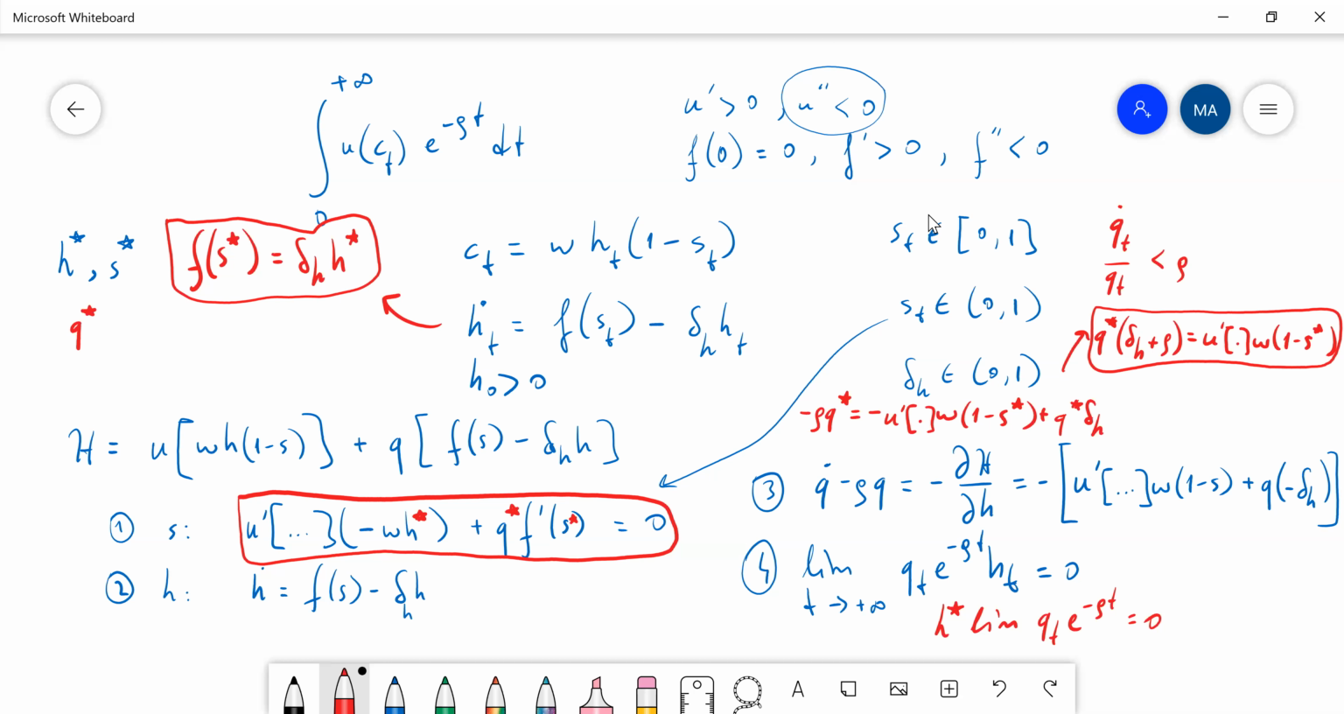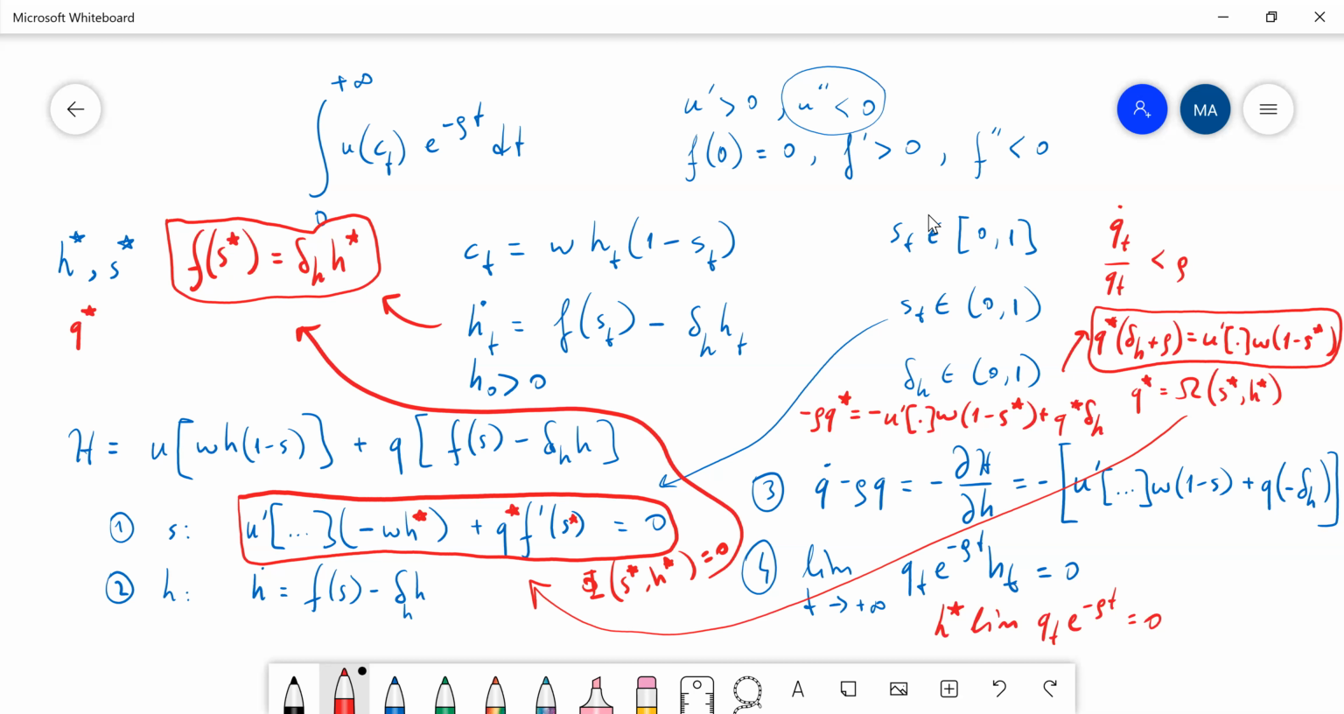Okay? In fact, here you can separate q star as some function of S star and H star. Okay? And then you can put this back into here. Okay? Then that equation will give you a relationship between S star and H star. Okay? And then if you couple this with that, you're going to find possibly H star and S star.